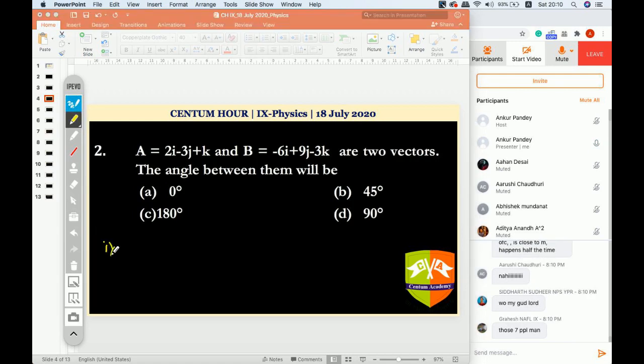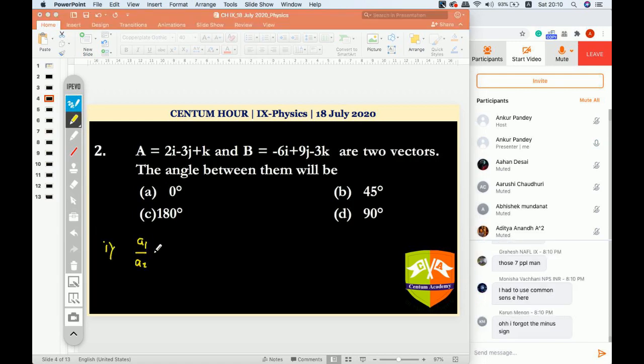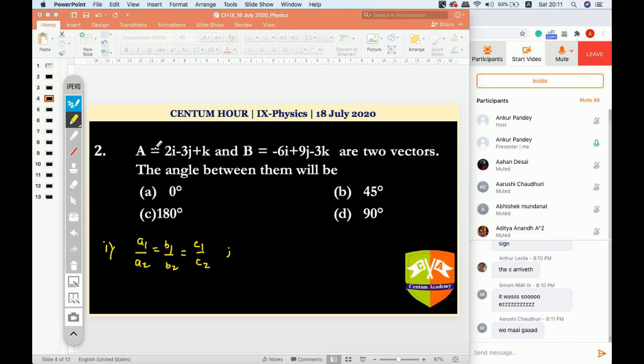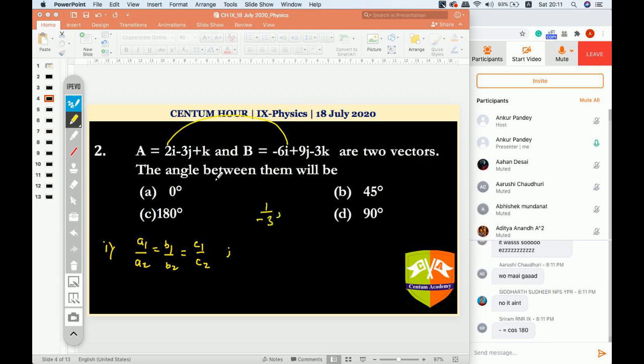Method number one: A1 upon A2 equals B1 upon B2 equals C1 upon C2. 2 upon minus 6 is 1 by minus 3. Minus 3 upon 9 is 1 upon minus 3. K upon minus 3 is 1 upon minus 3. Yes or no? Good. Very good.